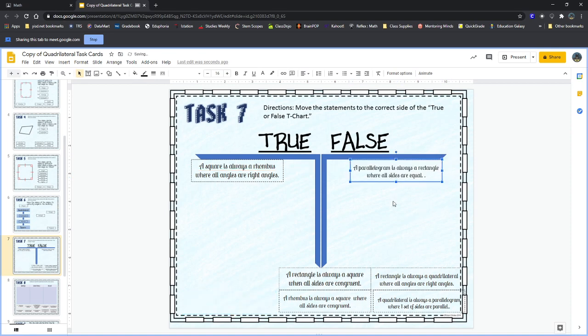A parallelogram does not have to be a rectangle. Remember, a rectangle has an important rule to it. It has two pairs of equal sides. So like two long sides, two short sides. Parallelogram doesn't have to follow that rule. So this one is false. Also, parallelograms, all the sides don't have to be equal. They could be equal, they could be different.